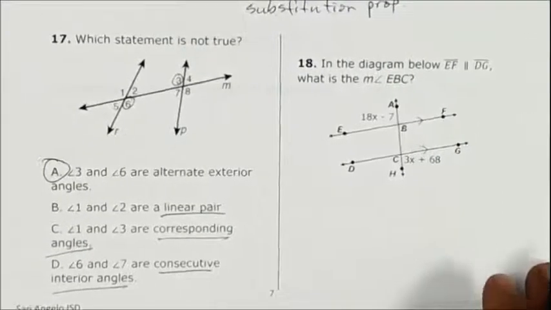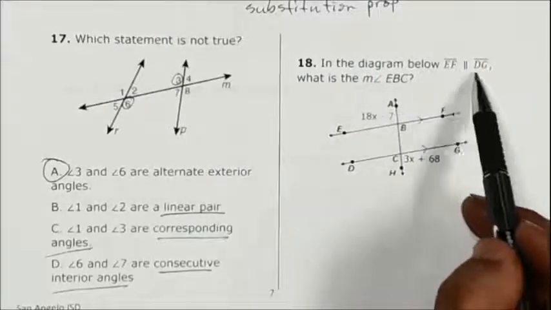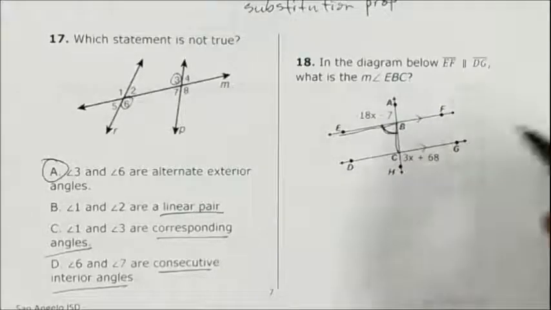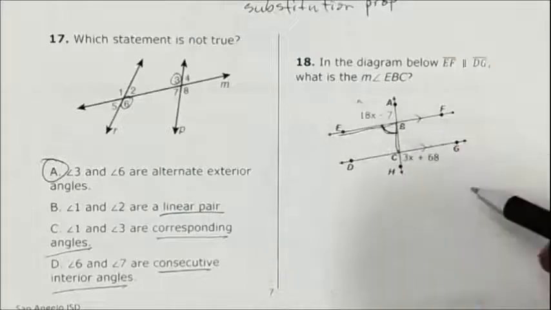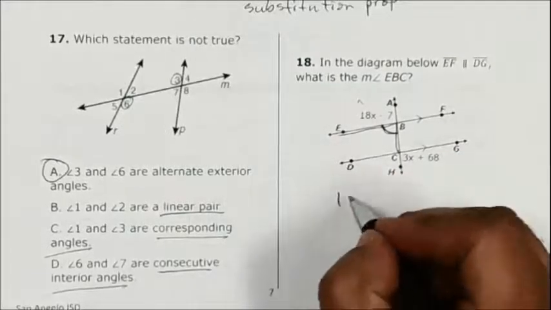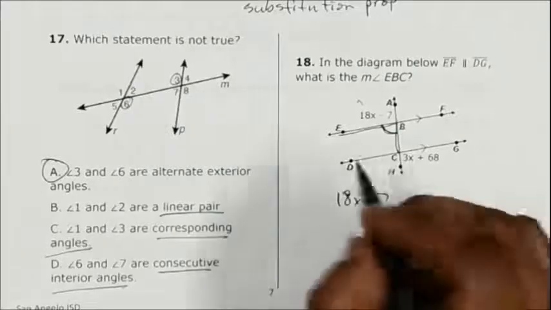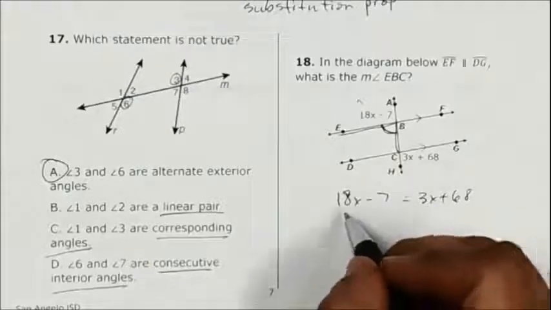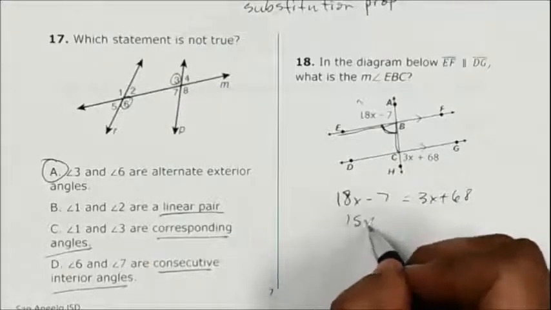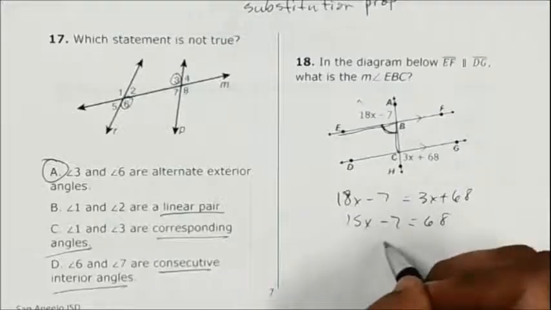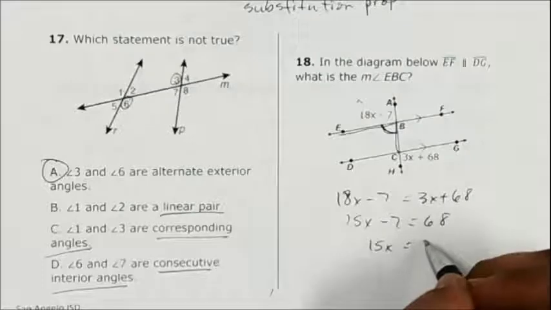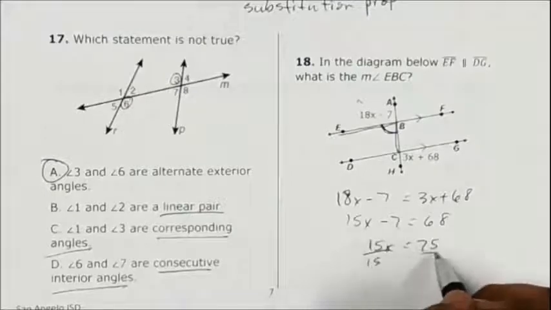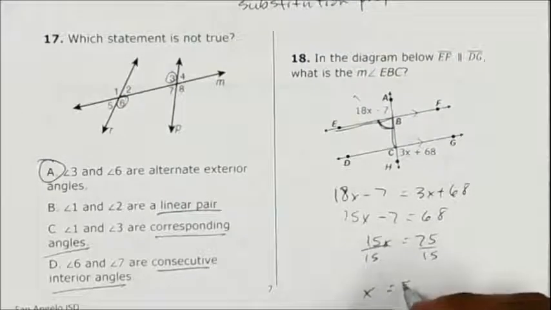Number 18 says in the diagram, segment EF is parallel to segment DG, and I want the measure of angle EBC, which is this angle here. All right, to do that, I know that I have two alternate exterior angles. So those alternate exterior angles are congruent. So I'm going to set it up as 18x minus 7 is equal to 3x plus 68. Solving for x, I'm going to subtract 3x and I get 15x minus 7 is 68. If I add 7 to both sides, I get 15x is equal to 75. And if I divide by 15, I get that x is 5.